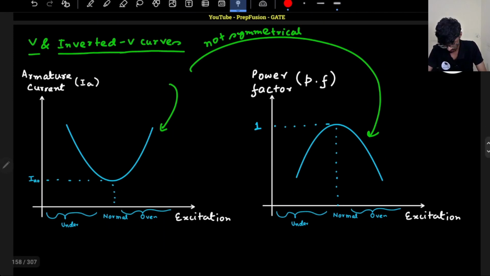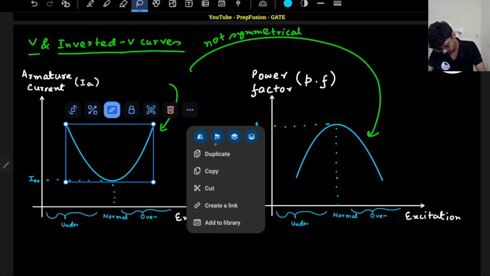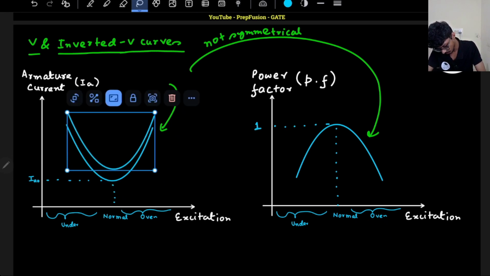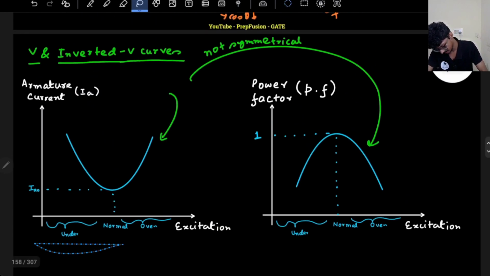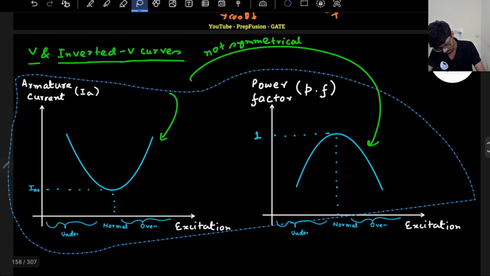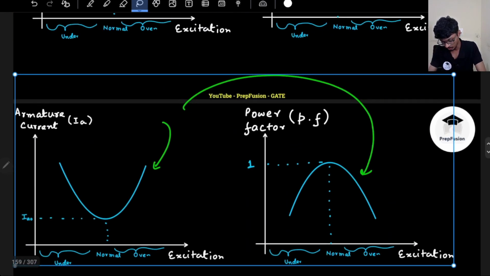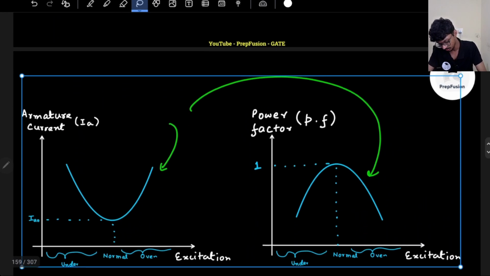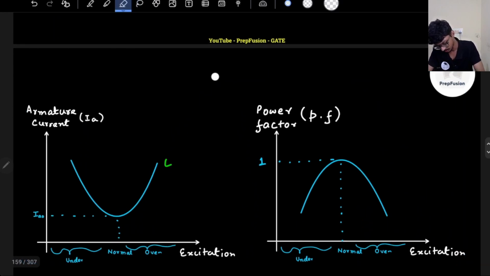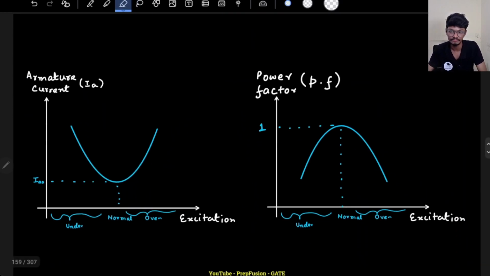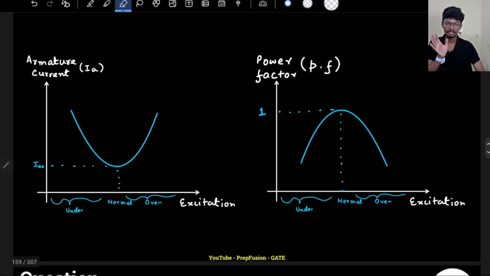So this is for one I naught. If the load current is changed, I will copy this graph and take it to the next page. For different loads, this graph will be basically concentric V's and inverted V's. If I'm changing the loads, it will be concentric V's.